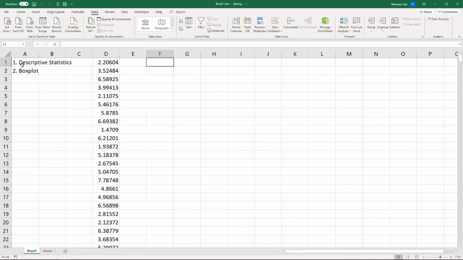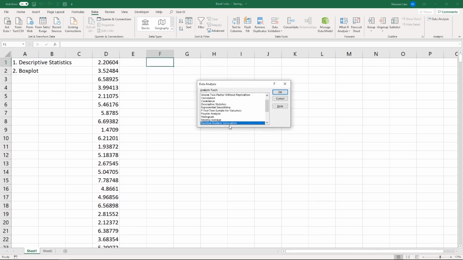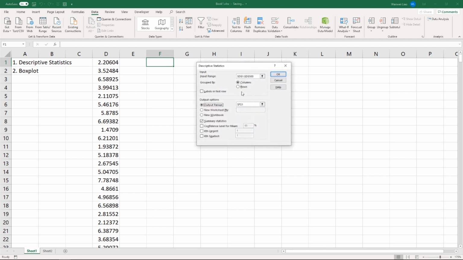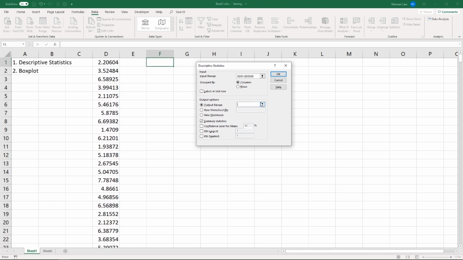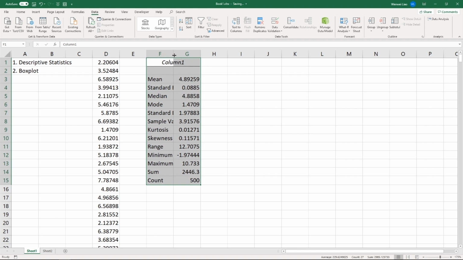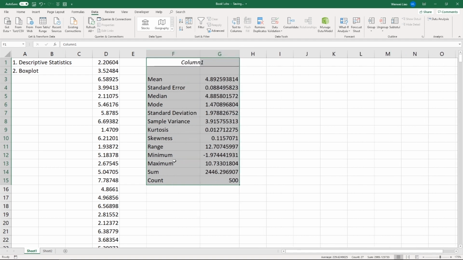And first thing, Descriptive Statistics. We can go to Data Analysis, then Descriptive Statistics, then OK. You can enter the input range, and then the output range. Remember to click Summary Statistics here. Okay, then we can get a table of Descriptive Statistics like this.